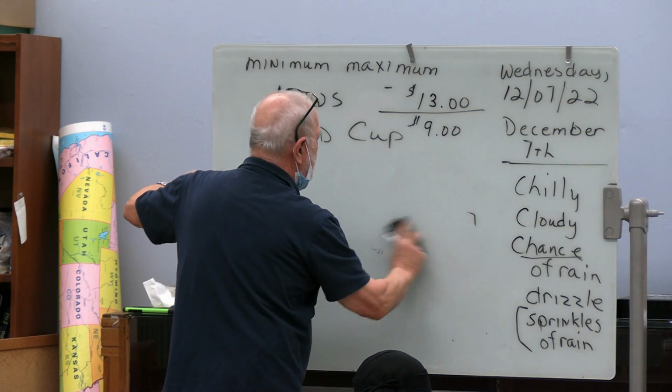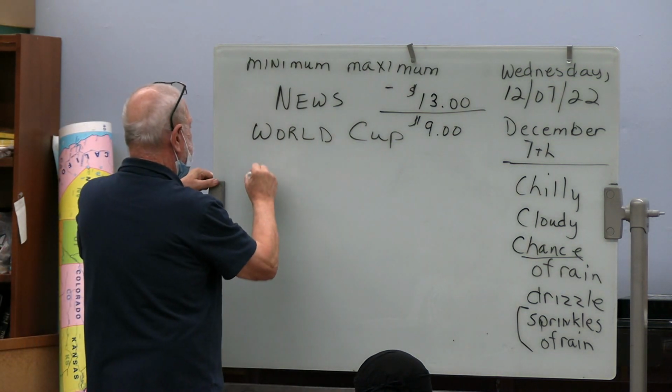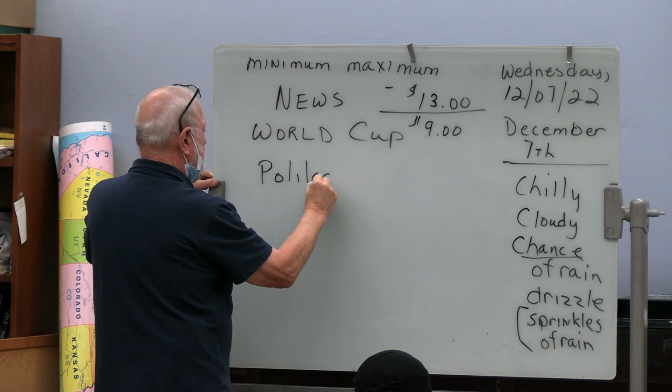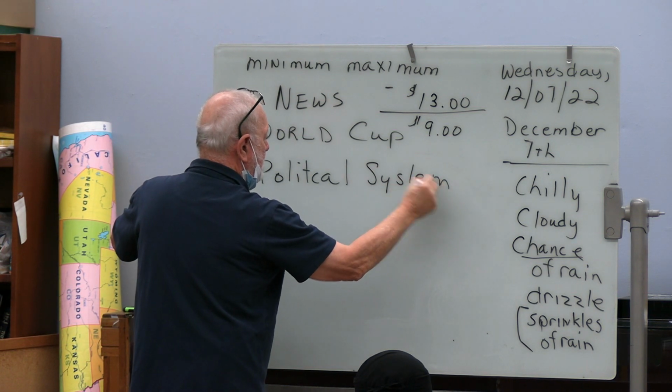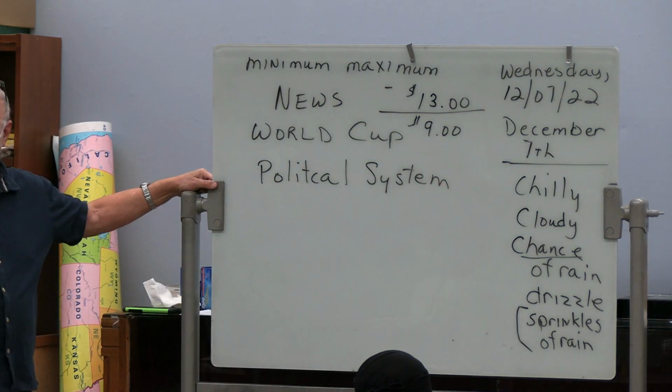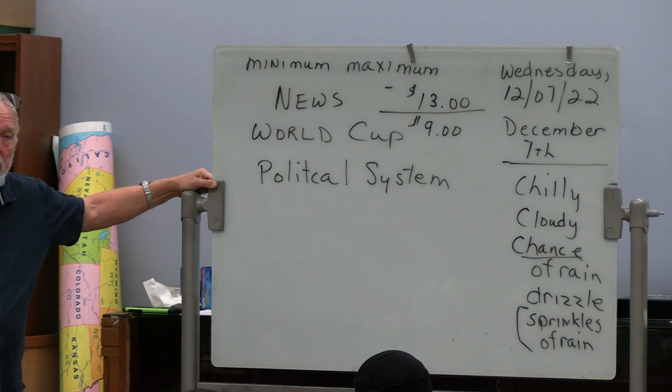and it connects to the political system. We know that in our government, there are how many senators? How many senators in the United States? Who remembers? 100.